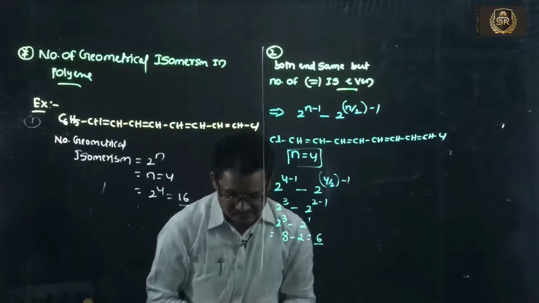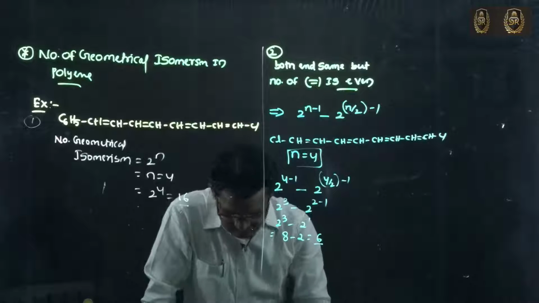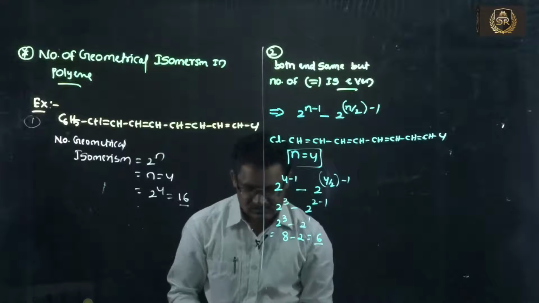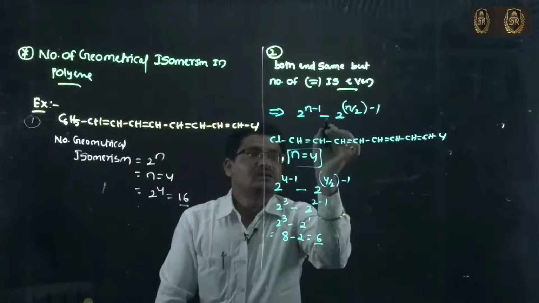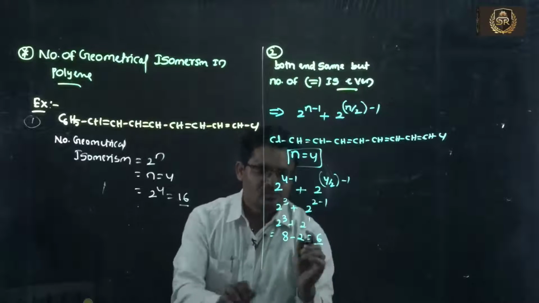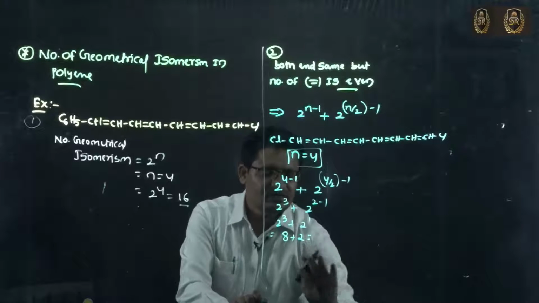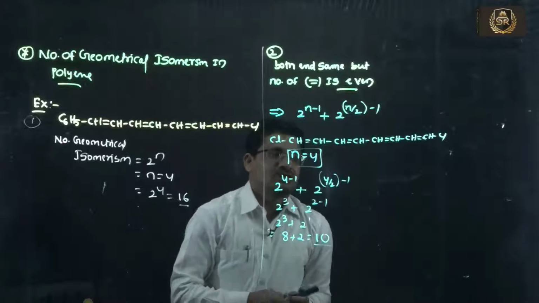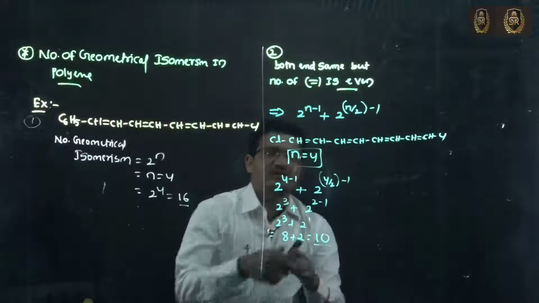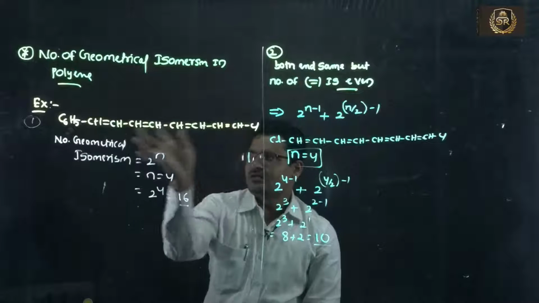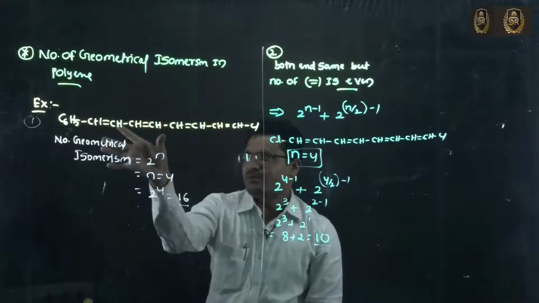Number of geometrical isomers possible is 6. Sorry, this formula is just 2 power n, plus the other term. So here, 2 power n is the number of geometrical isomers in the polyene when both ends are different. Here this is C6H5, this is Cl. Both ends are different, but the number of double bonds is poly.